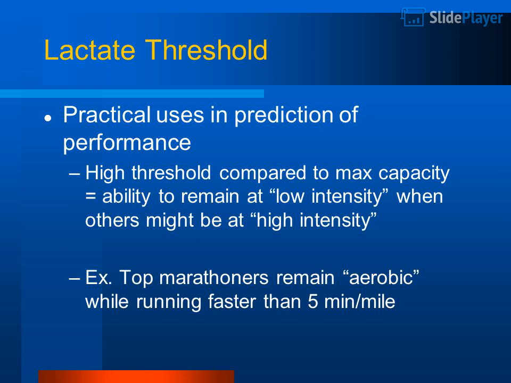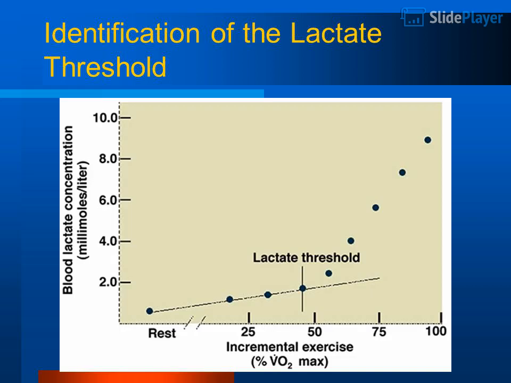Lactate threshold: practical uses in prediction of performance. A high threshold compared to max capacity equals the ability to remain at low intensity when others might be at high intensity. Top marathoners remain aerobic while running faster than 5 minutes per mile. Identification of the lactate threshold.